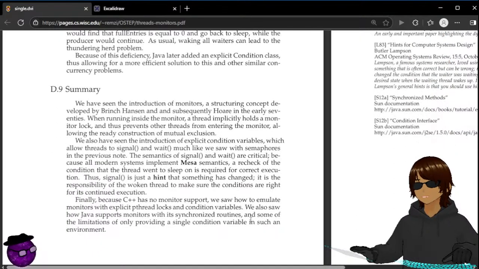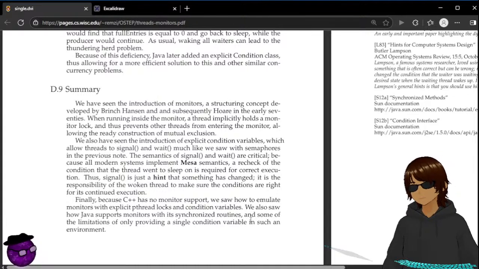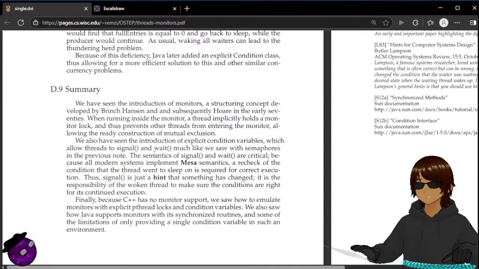We have seen the introduction of monitors, a structuring concept developed by Brinch Hansen and subsequently Hoare in the early 70s. Inside the monitor, a thread implicitly holds a monitor lock and thus prevents other threads from entering the monitor, allowing the ready construction of mutual exclusion. We also have seen the introduction of explicit condition variables which allow threads to signal and wait, much like we saw with semaphores on the previous note.